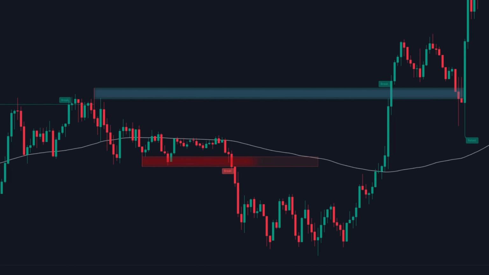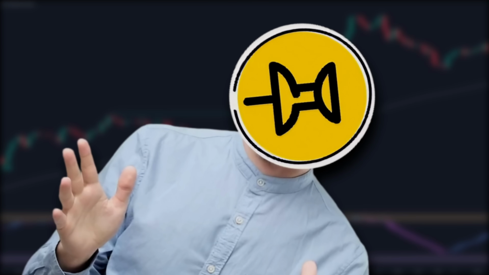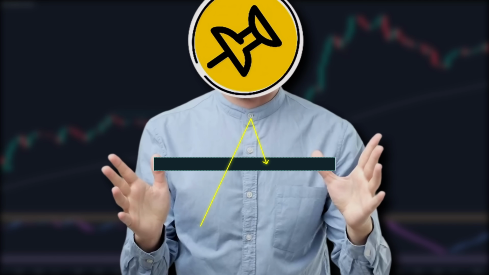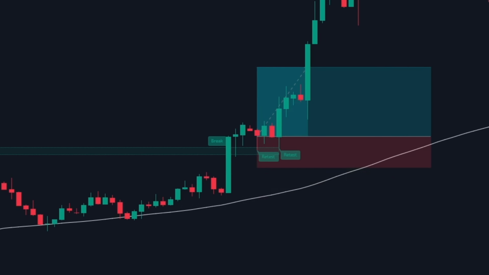But the support and resistance levels are equally powerful for this strategy. Before we take any long position, we ensure that price breaks and retests a resistance level. Watch this pattern closely. Here's the break of the resistance level, and this is the retest. We enter our long position right after the retest completes.